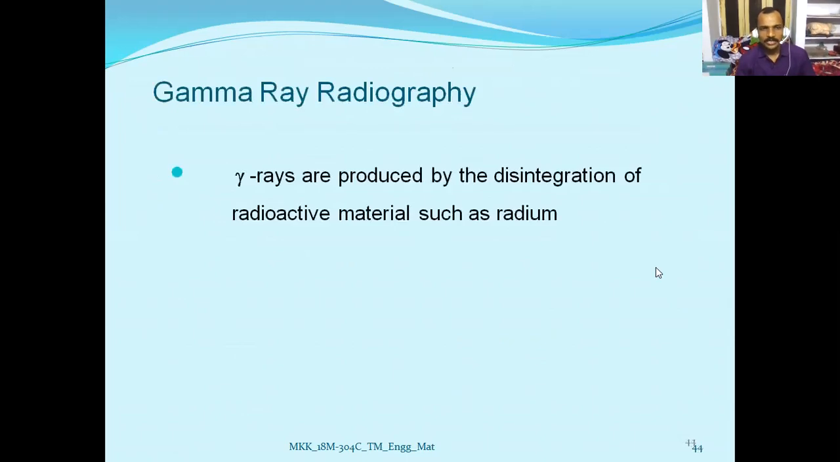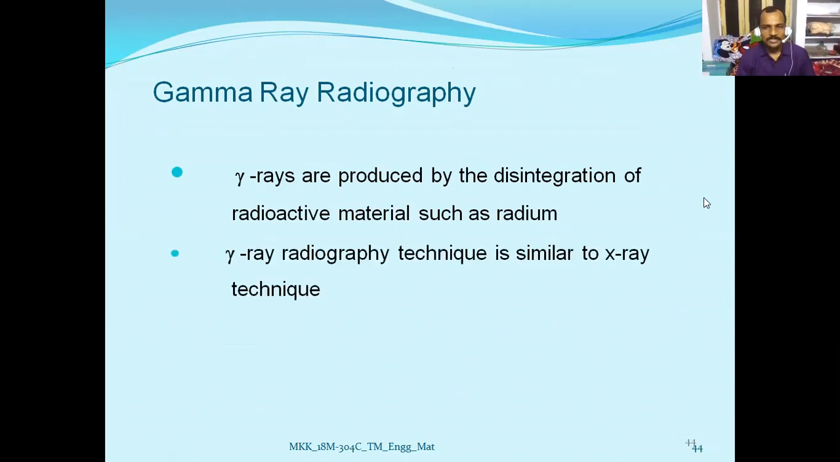Second type is gamma ray radiography. As the name indicates, gamma rays are produced in this particular radiography test to conduct the test. Gamma rays are produced by the disintegration of radioactive material such as radium. So with the disintegration of the radium, gamma rays are produced. These rays are passed on to the workpiece, which detects the defect. So the gamma ray radiography technique is similar to the X-ray radiography technique.